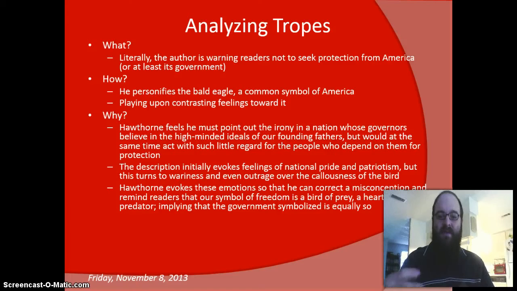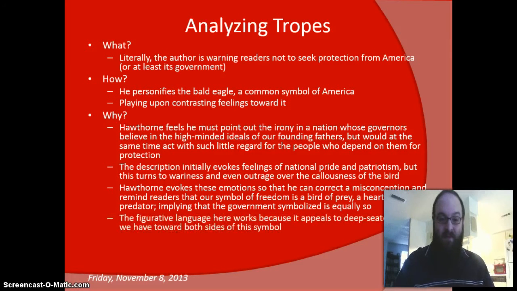He evokes these emotions so that he can correct a misconception and remind readers that the symbol of freedom that our nation has chosen is a bird of prey, a heartless predator, implying that the government is somehow symbolized. The government that's symbolized in the bald eagle is equally a sort of heartless predator, and at least it was from Hawthorne's point of view. The figurative language here works because it appeals to deep-seated feelings we have towards both sides of this symbol.